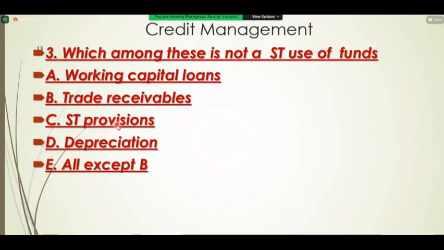Current assets are short-term uses. Current liabilities are short-term sources. Liabilities are sources. Assets are uses. Why am I telling you all these words? These words will be very popularly used in your credit management MCQs or in case studies. So here the correct answer is E. Agreed? It is a simple question, but before answering, you should think it over. You cannot just answer like that.